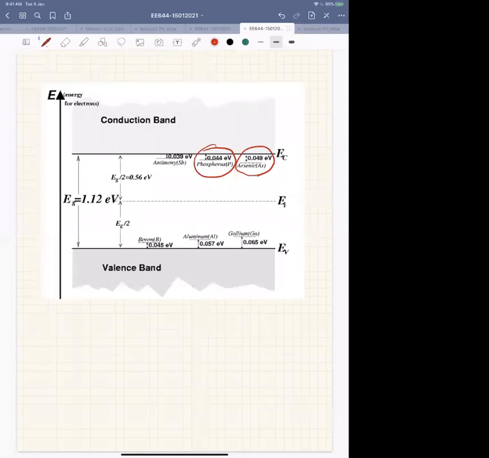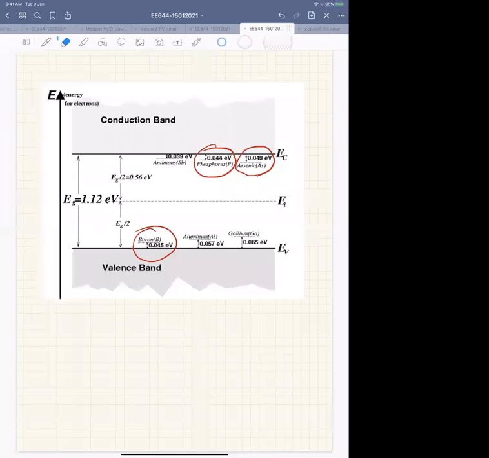Similarly, among the p-type dopants, boron creates a defect state just 45 millielectron volt above EV. Aluminum and gallium are not used very much, so mainly boron is used. So again, this is the energy state of a single defect. When you replace a silicon by boron or replace silicon by arsenic, it will create a single defect state.